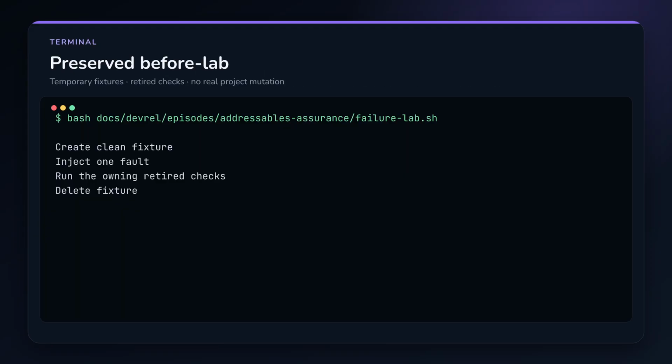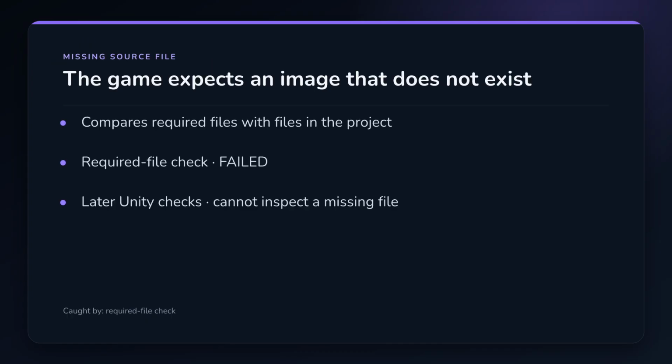Before trying to break the pipeline, we asked whether we had accidentally built several checks that all did the same job. We had not. Each check watches a different step. First, we compare the files the game says it needs with the files that actually exist in the project. That is, the required file check. If a room needs a background image and that image is missing, this check catches it. Unity cannot inspect or register a file that was never created.